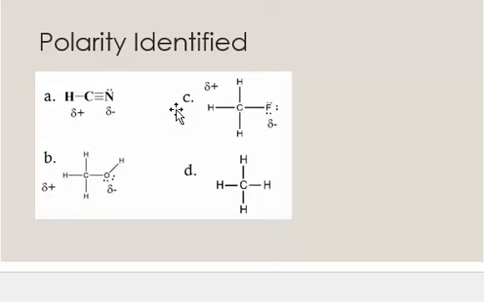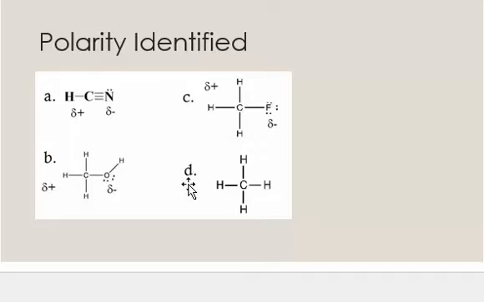Molecule C is polar since carbon is bonded to 2 different elements, hydrogen and fluorine. The delta negative symbol is assigned to the fluorine atom since it is the most electronegative atom, while the delta positive symbol is assigned to the part of the molecule that has carbon-hydrogen bonds.